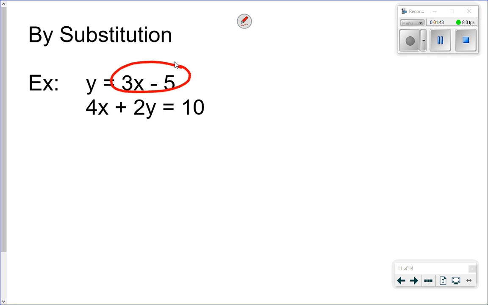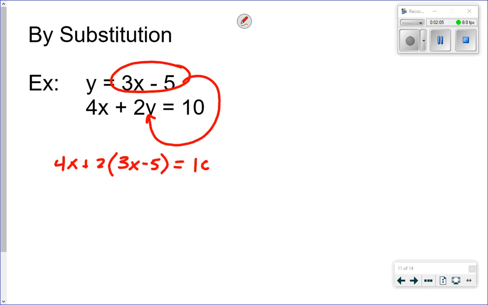Step 3 says to substitute the blob into the other equation for the variable equals. This says y equals, so I'm going to take this blob and plug it in for y in the bottom equation. Then it says solve, so it's going to be 4x plus 2 times my blob, 3x minus 5, equals 10. I need to distribute this 2 to everything inside the parentheses. So I've got 4x plus 2 times 3x is 6x, 2 times negative 5 is negative 10, equals 10.